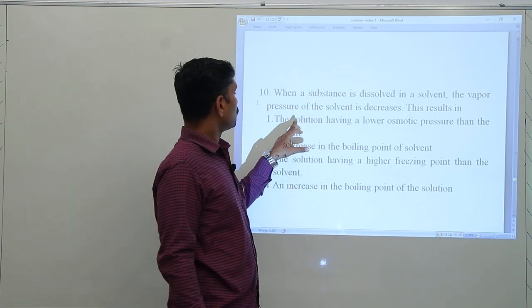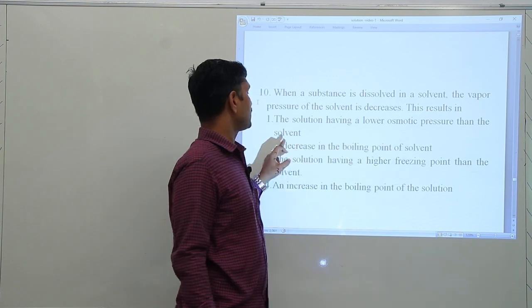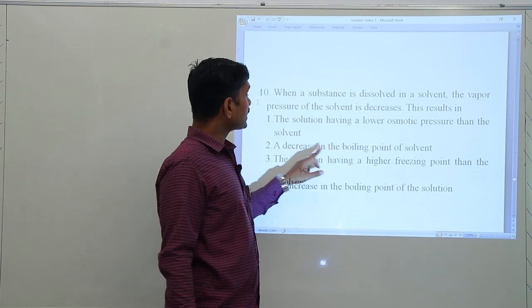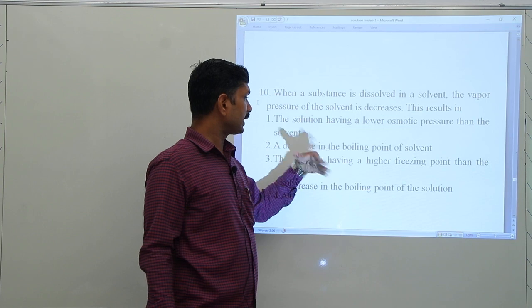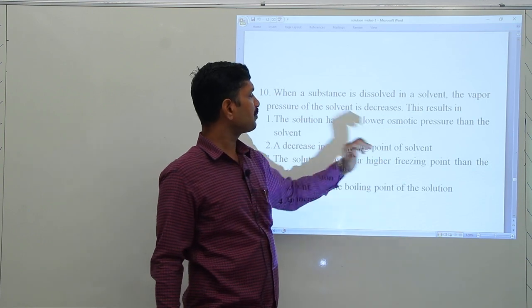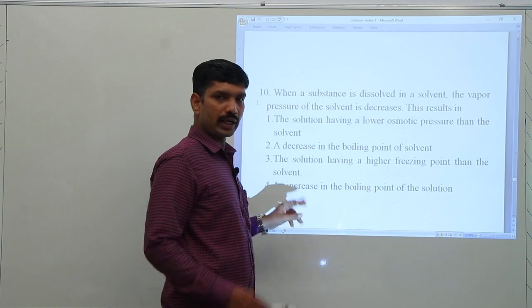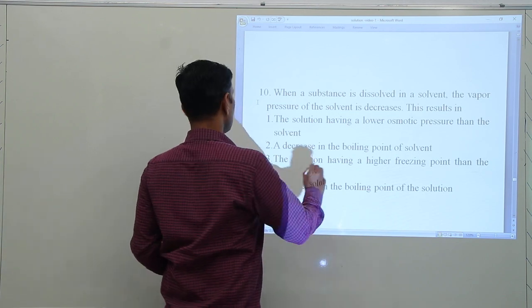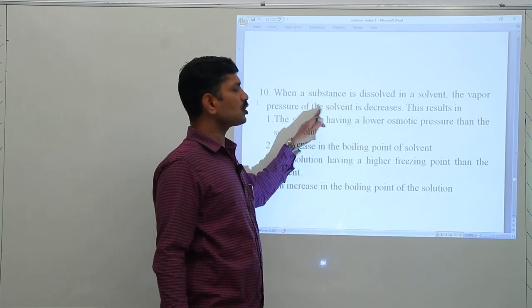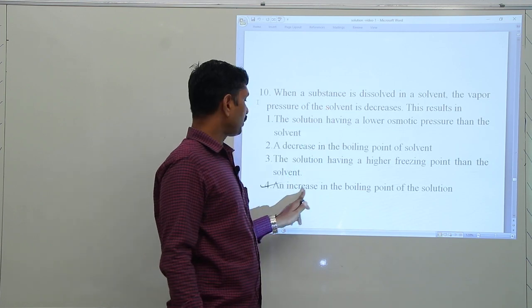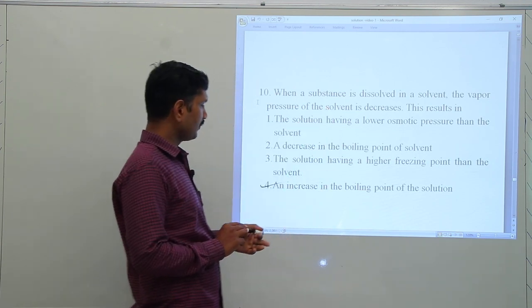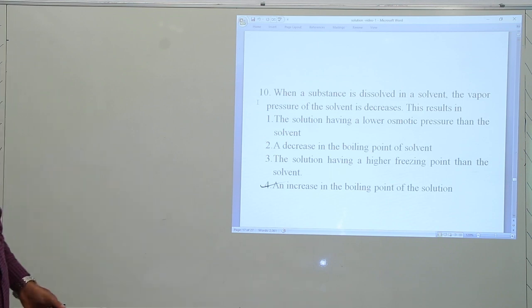Here the result is not a solution having a lower osmotic pressure than the solvent, no. Decreasing the boiling point, no. Increasing here. The solution having a higher freezing point than the solvent, increasing the boiling point of the solution. Of the options, the fourth one is correct. When a solute is added, the vapor pressure of the solution decreases and the boiling point of the solution goes on increasing. That's why the fourth option is correct here.